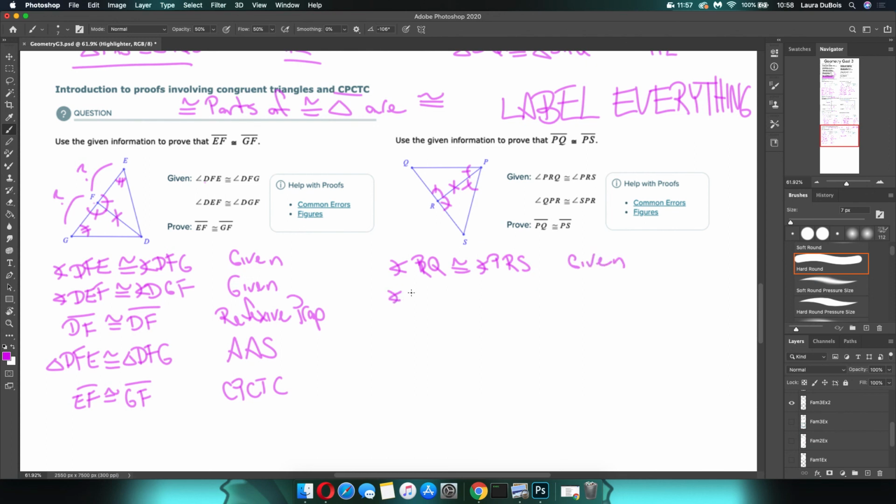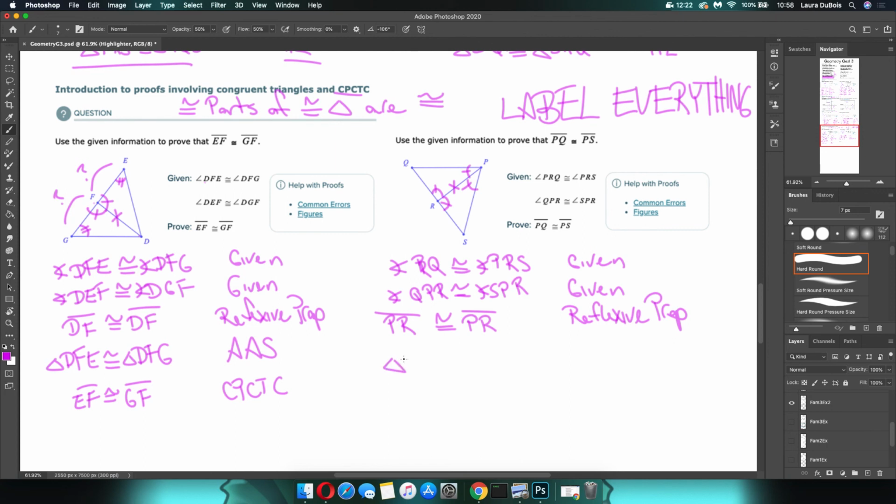Next, angle QPR is congruent to angle SPR because that was given to us. Next up, oh look, PR is congruent to PR, and that's because of the reflexive property. Next up, we can label our triangles.